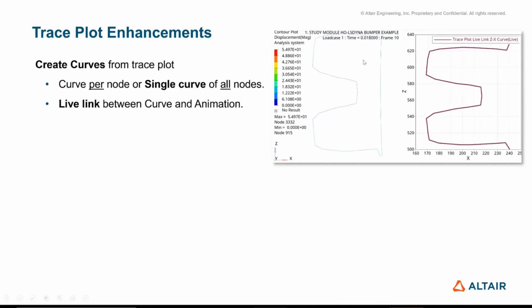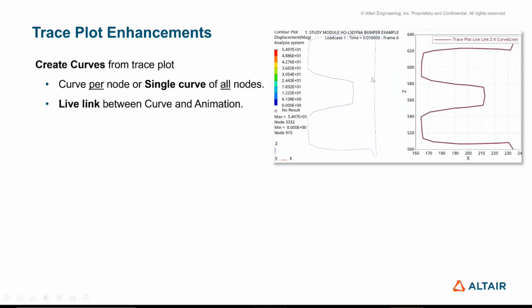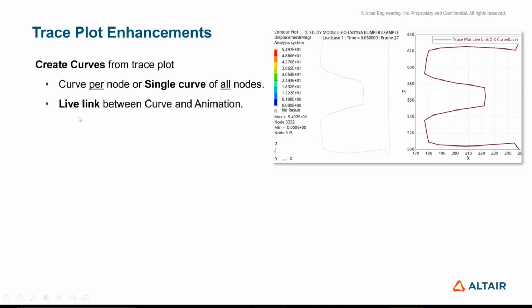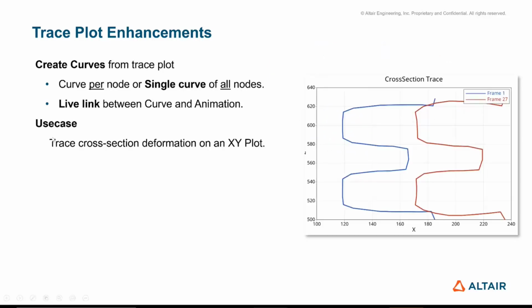So here you can see that I have the animation on the left side, and I have the same animation superimposed on a graph on the right side, and it updates with the animation. So what is the use case where this could be very useful? One primary use case for which we added this option is there are use cases where users want to trace the cross-section deformation and overlay it on a graph and then do some measurements. So in such a situation, you could use this functionality.